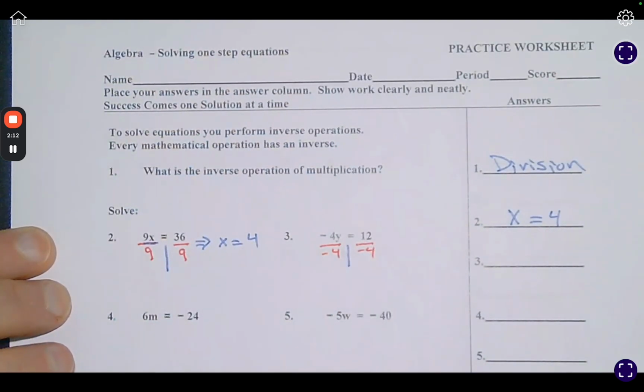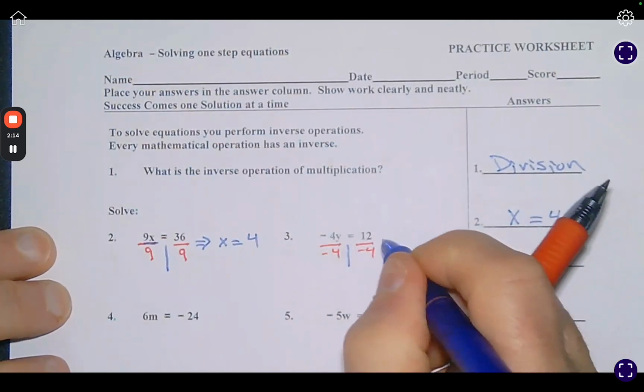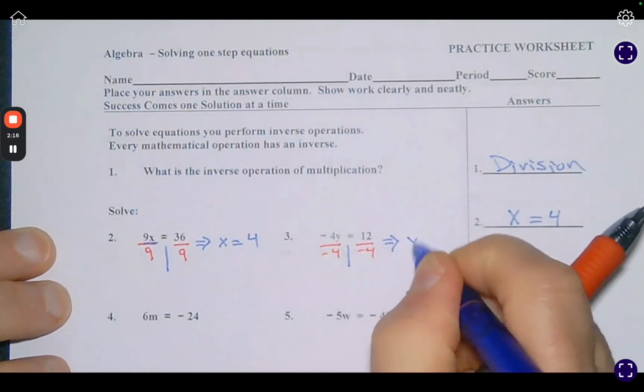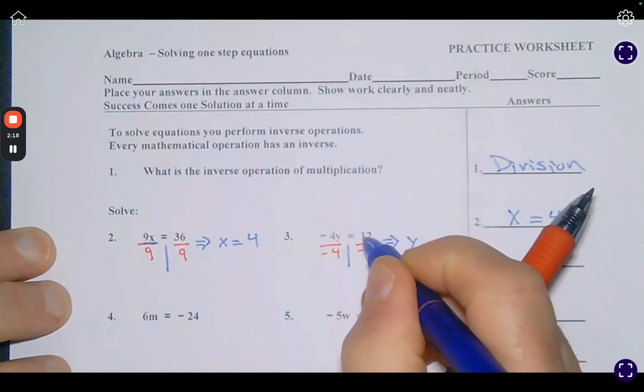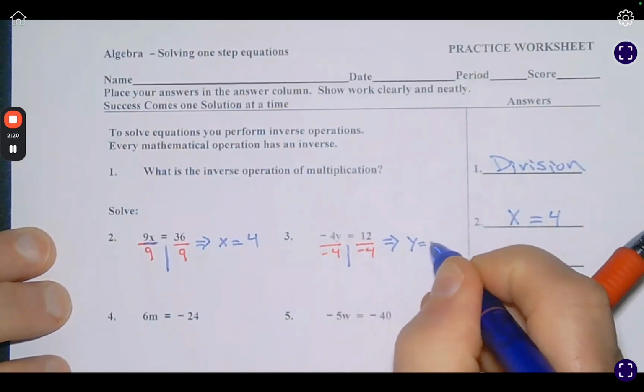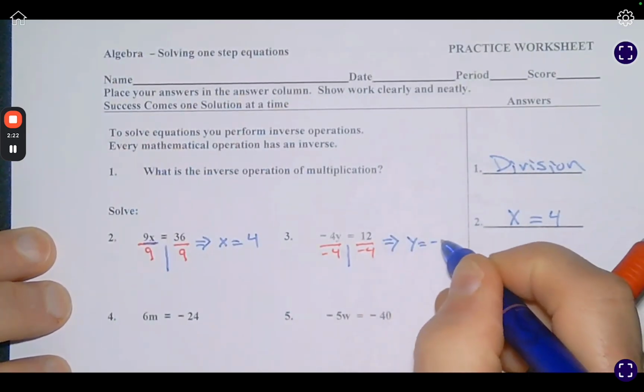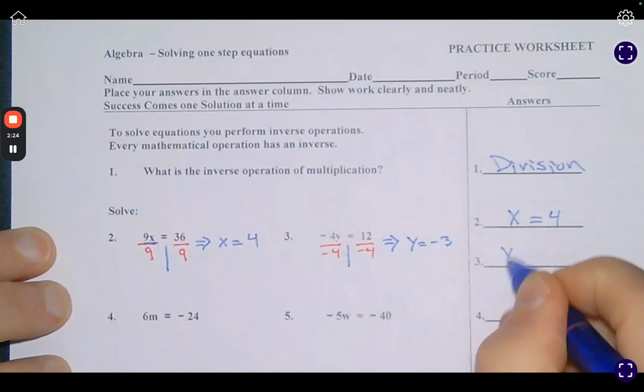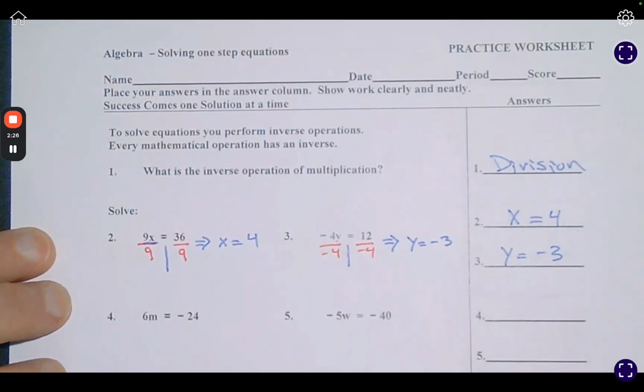So how does this work now? -4 divided by -4 is 1y. That was my goal, 1y. Positive divided by a negative is a negative. And 12 divided by 4 is 3. So y equals -3.